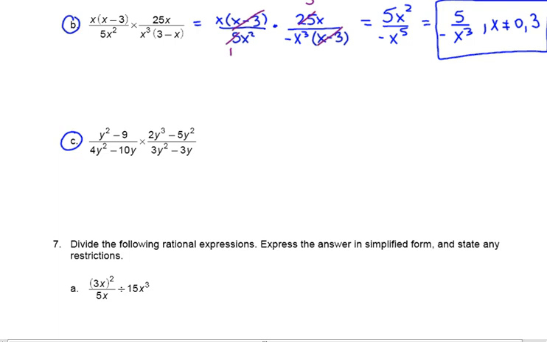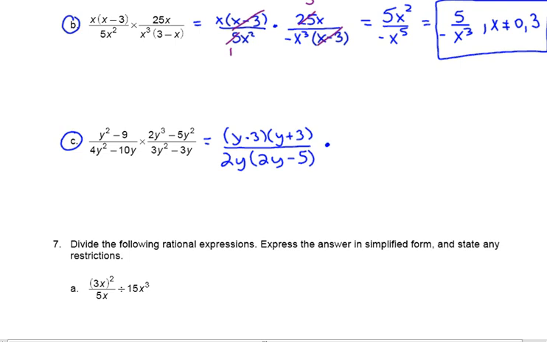Okay, so factor. So looking at the top, right away, what should you notice about the top? Difference of squares. So what does it become? Two terms separated by minus, we can square root both. So the first guy, y minus 3, y plus 3. Okay, on the bottom, what could you factor out of those two? 2y. Okay, so 4y squared divided by 2y is 2y, and 10y divided by 2y is just 5.